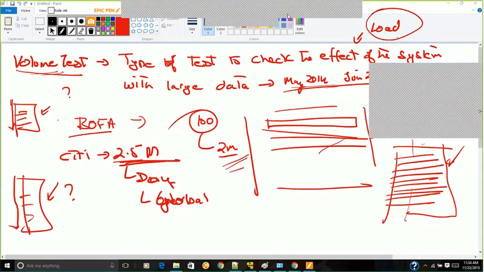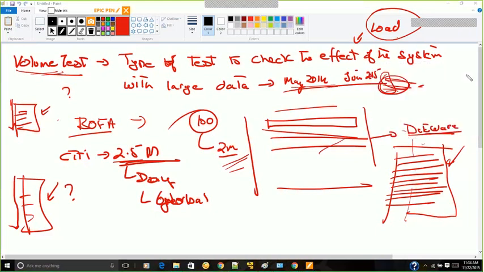Any questions? I have a question. So explain what is the difference between volume test and load test? Okay, in load test, you don't put huge data in it. Whatever data is available in your performance test environment, you run it with that data. You are only worried about how your application behaves.